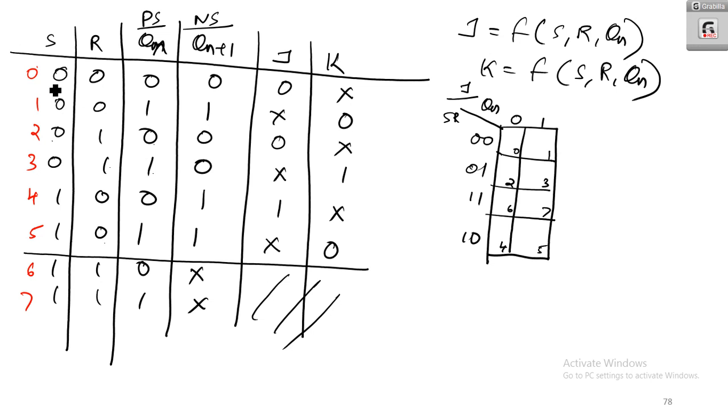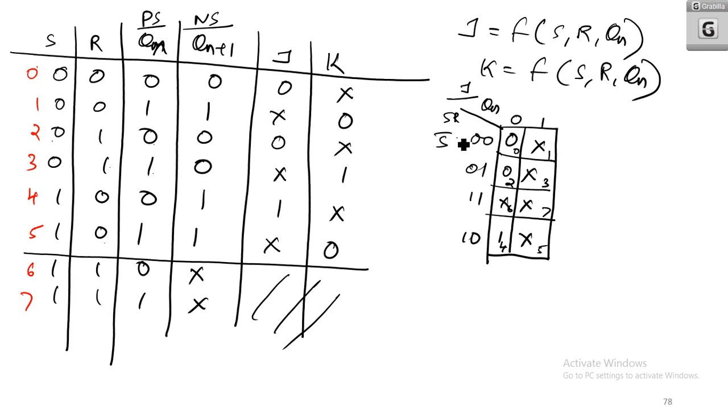For 0, it is 0. For 1, don't care. For 2, 3, it is 0, don't care. For 4, 5, it is 1, don't care. And 6 and 7, no need to care about that, so we can make them don't care.